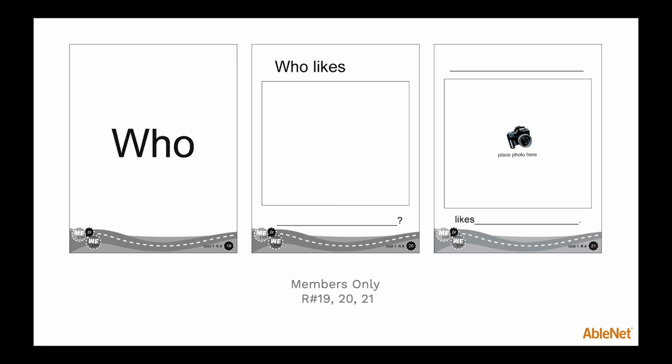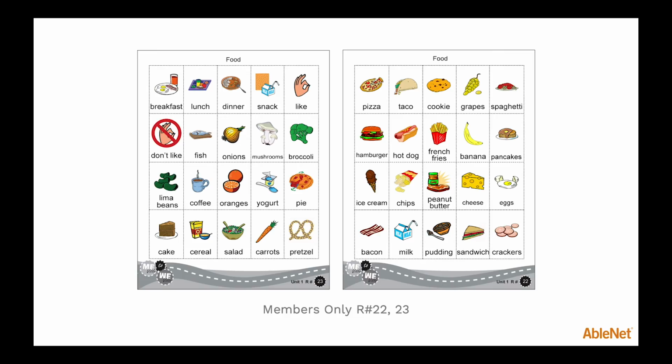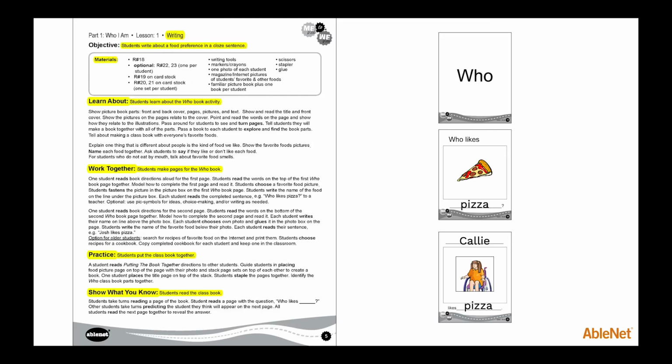These are the pages for the group book Who. You will need just one of page 19, then number 20 and 21 for each student. These are pick symbol supports for students to make choices. You can supplement with pictures from other sources, such as magazines or the internet. These supports are also for students to fasten to the page to write, if that is a chosen adaptation for writing. Honor all attempts of writing. You can always support their writing with a written word. In Learn About, discuss the Who book activity.